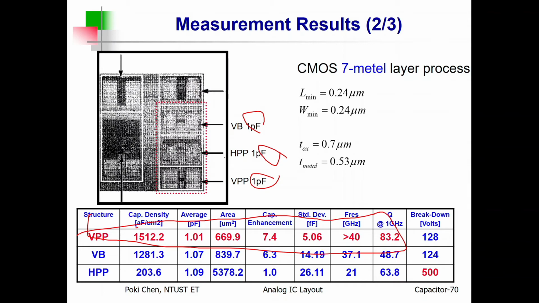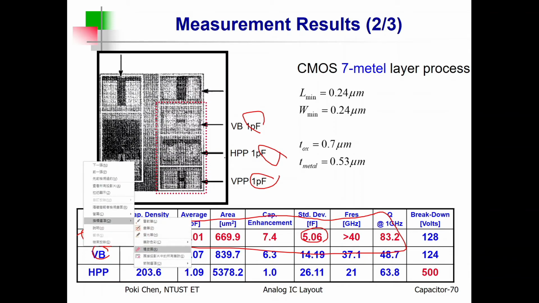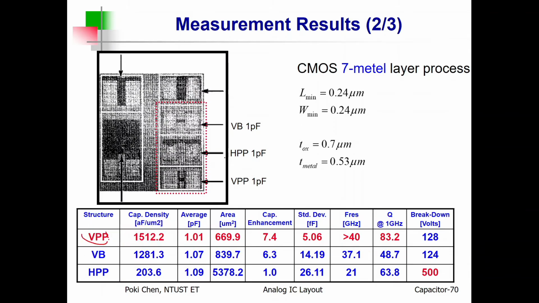And also the standard deviation is the smallest. You can see the matching property for the VPP or even VB. Yeah, you can see who is the best. VPP. Why? It depends only on lateral flux. And how about HPP? The traditional one, it only focuses on vertical flux. It's really bad for matching.